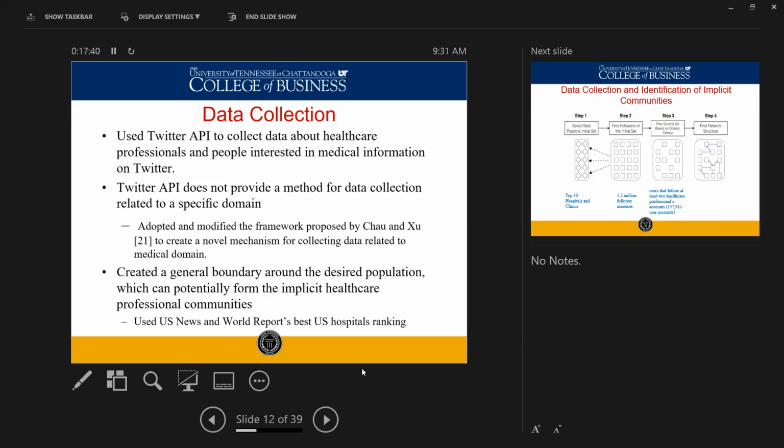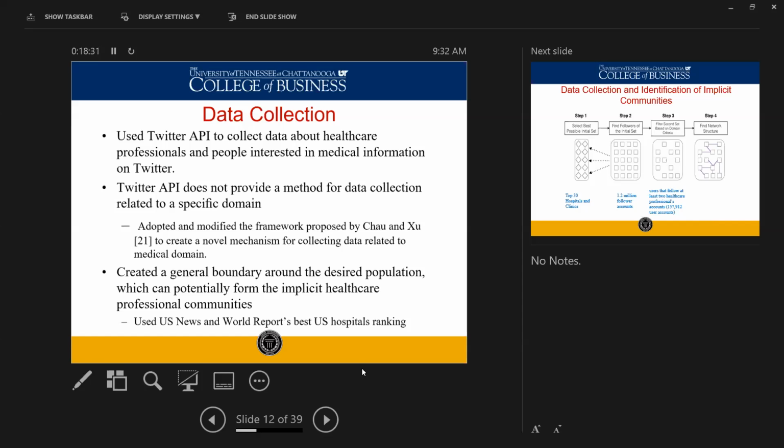The way we collected the data is we used the Twitter API to collect data about healthcare professionals and people interested in medical information on Twitter. One issue with the Twitter API is that it does not provide a method for data collection related to a specific domain. They don't identify the domain of the users and allow you to collect information on just a certain domain. So we adopted a modified framework, proposed by Xu and Xu, to create a novel mechanism for collecting data related to the medical domain.